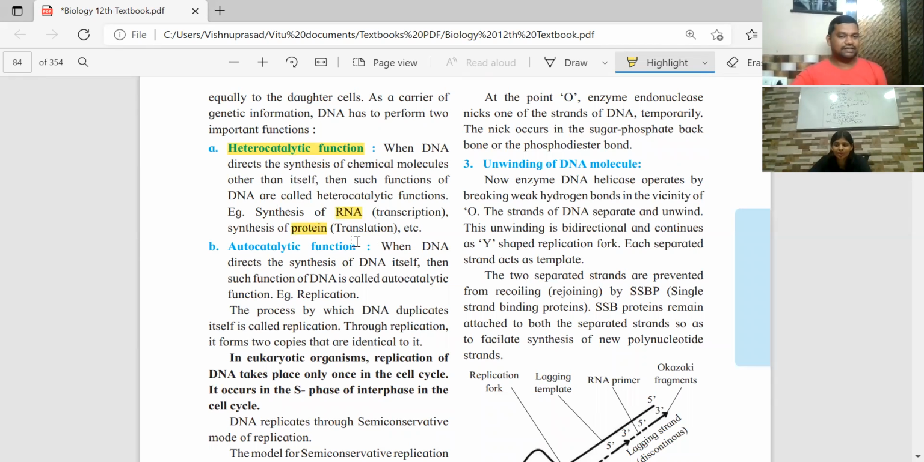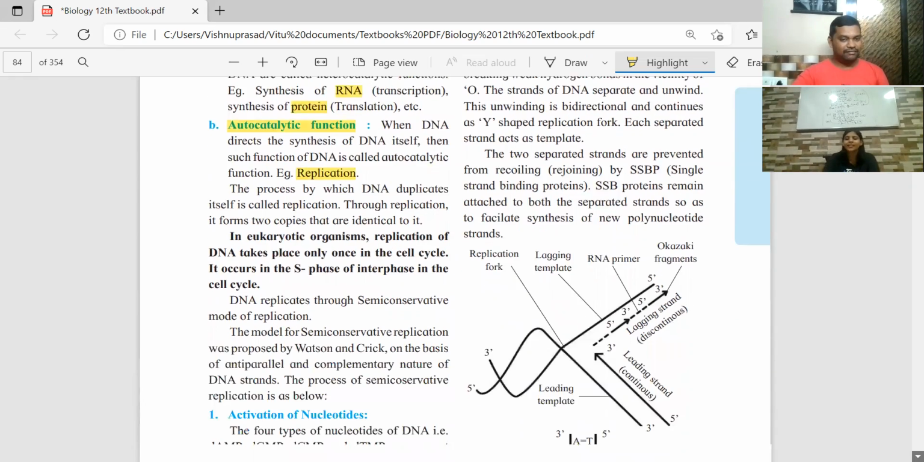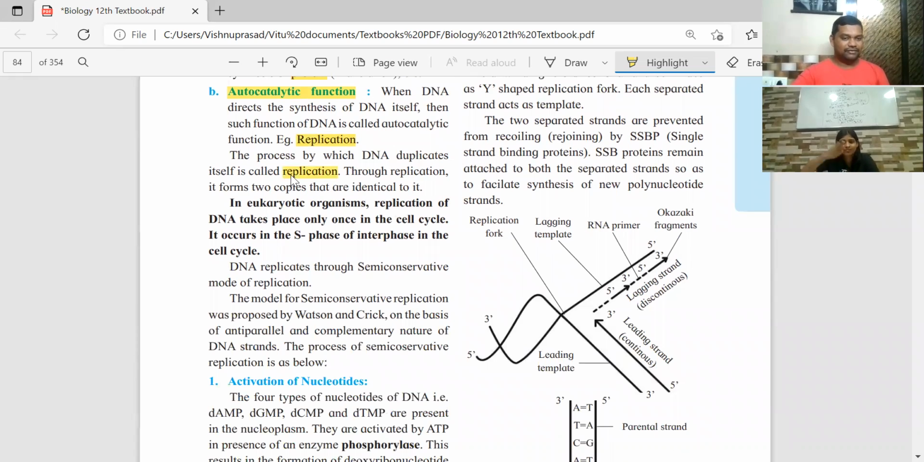The other function is called autocatalytic function. Hetero, auto. It means a DNA molecule is able to produce another DNA molecule itself, and that is called DNA replication. Making its own copy. So DNA duplicating itself is called replication: a DNA molecule giving rise to two daughter DNA molecules which are exact copies of the parental DNA.